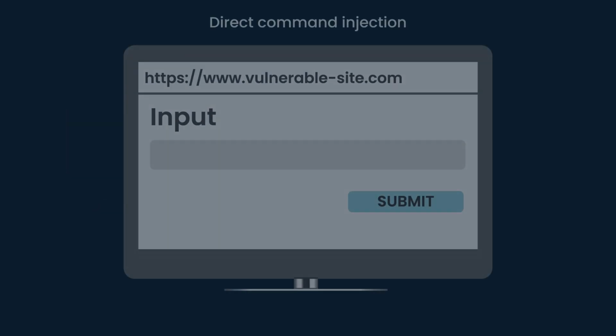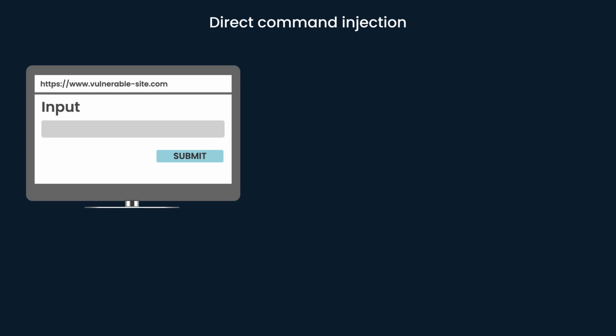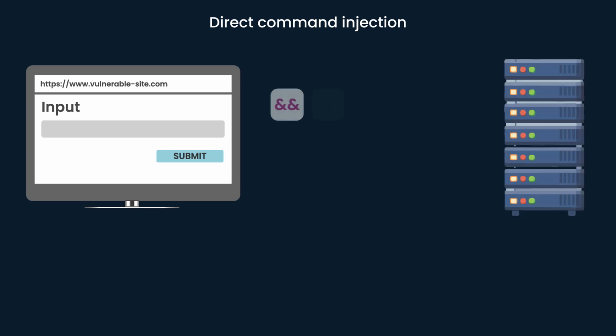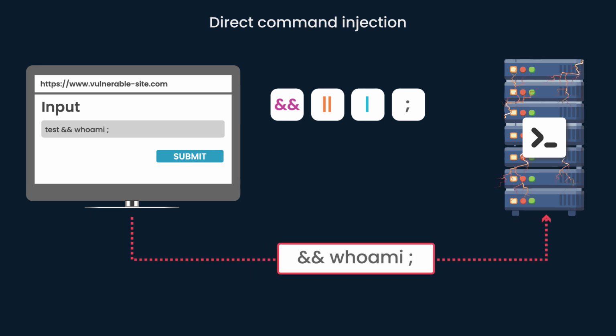Direct injection involves injecting commands directly into a vulnerable input field using payloads like "whoami" and "ping." These payloads are often combined with operators such as logical AND, logical OR, pipe, and command separator to execute the injected commands after the default ones and to bypass potential errors.